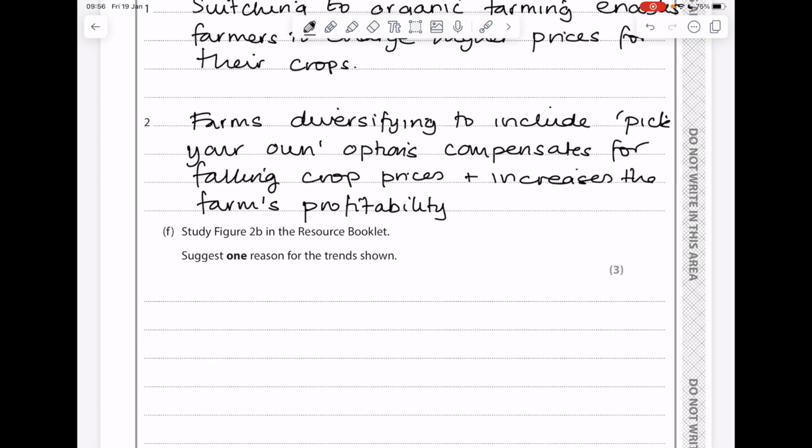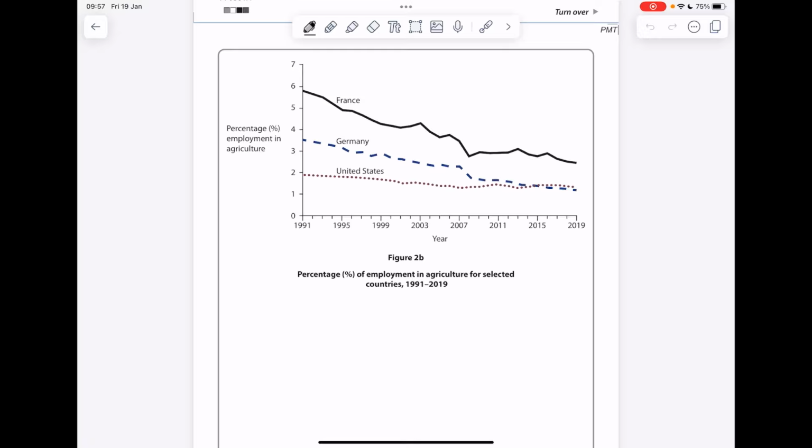Study figure 2b in the resource booklet and suggest one reason for the trends shown. So percentage of employment in agriculture for selected countries. So for all 3 countries, we see a decline in the number of people employed in agriculture. France sees the biggest decline, and the United States is much shallower in terms of that gradient. Remember, we need to state some figures to back this up and then also provide an explanation. So why has France seen a decrease in the number of people working in farming?